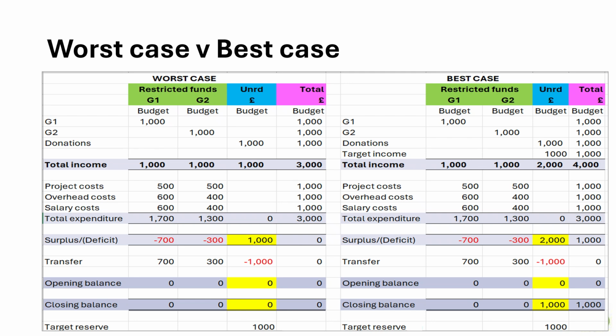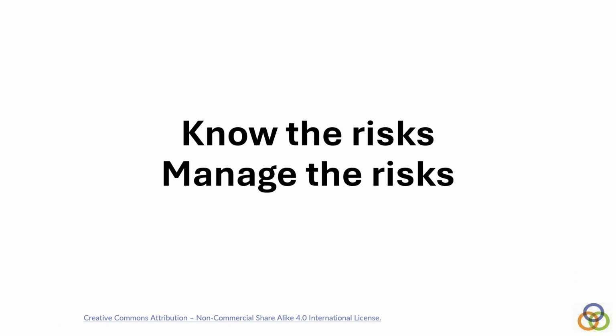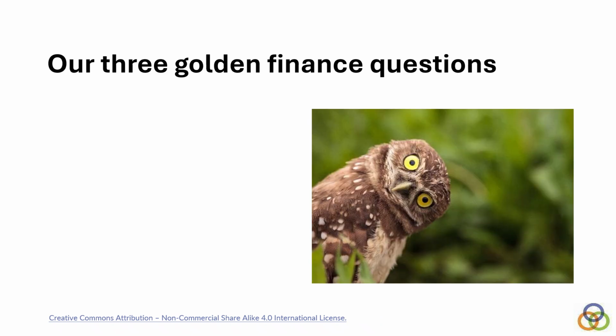The best case is far more likely to lead to a sustainable future, but not without risk, because we've now got £1,000 of target income. And so our budget is showing one possible version of the future. And we need to understand the implications for beneficiaries if that does not come to pass. If a different version of the future is realised, what happens? We've got to know the risks in the budget and we've got to manage the risks.